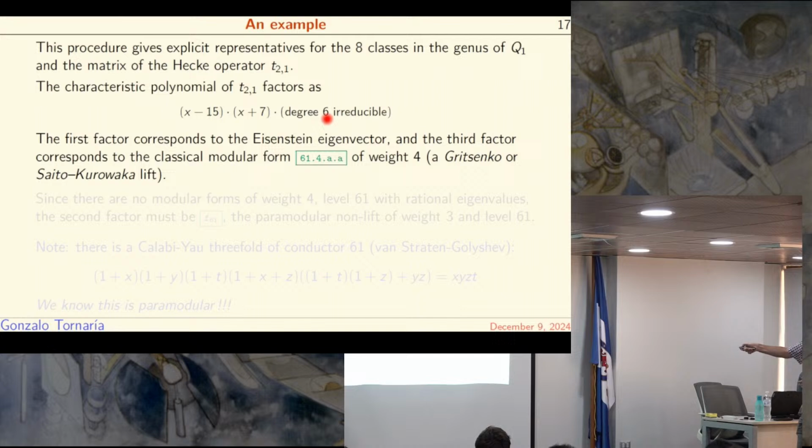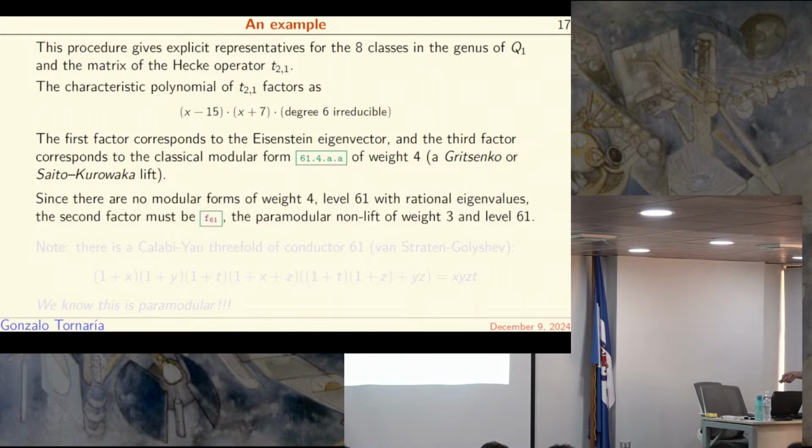And the third one, if you look at the polynomial and what we know about lifts, this really corresponds to a classical modular form of weight 4. This one, well, it's the only one I think. So there's a classical modular form of weight 4 that lifts to this one. So this is a lift.